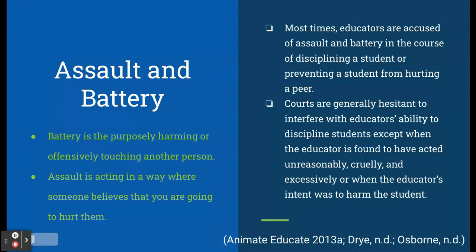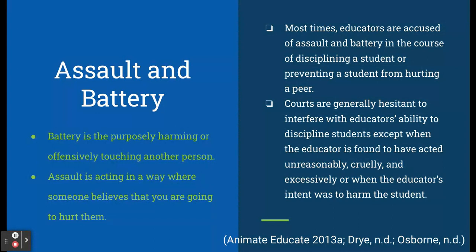Now, assault and battery. When I'm talking about this, I'm talking about two things, obviously. And sometimes I think when we're thinking about assault, we're actually thinking about battery. Battery is purposely harming or offensively touching another person, while assault is acting in a way where someone believes that you're going to hurt them.